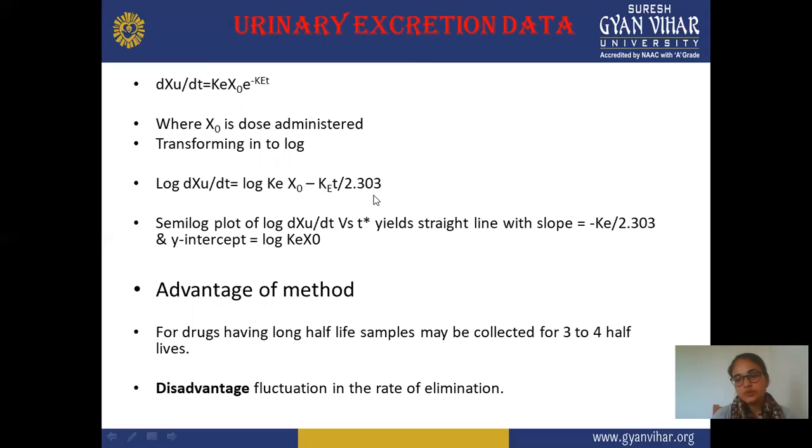And the advantage of this elimination rate method is that for a drug having a long half-life, samples must be collected for 3 to 4 half-lives. It means if you are using a drug with a long half-life, you can also use this method, which is suitable for collecting 3 to 4 half-lives of your drug. The disadvantage of this method is fluctuation in the rate of elimination, so a proper result is not observed. There may be more fluctuation in the readings when you use this elimination rate data.